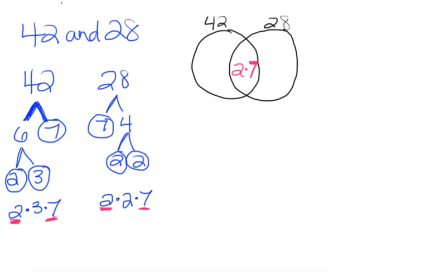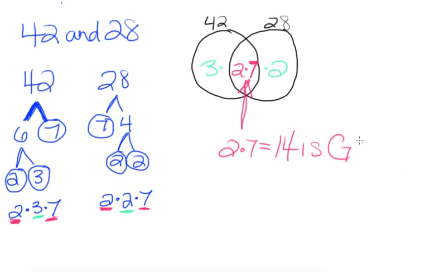So we'll go back and see what's not common in these. So this one, 42, has a 3 left over, so we'll write it here. And 28 has a 2 left over, so we'll put that here. All right. So our GCF is what's in the center. That's right here is the GCF. 2 times 7, which is equal to 14, is the GCF. Greatest common factor of 42 and 28 is 14.